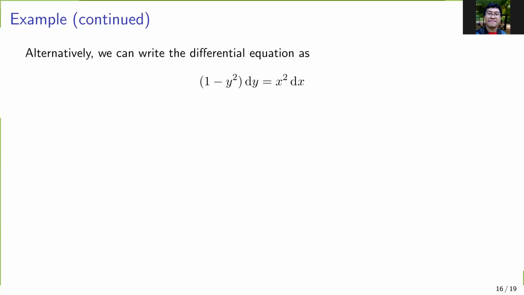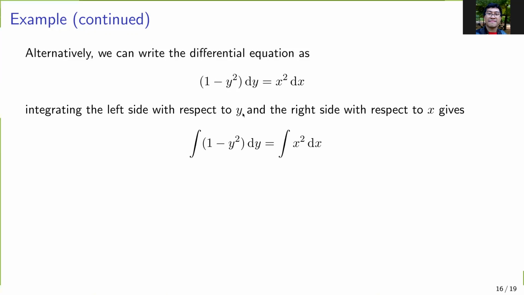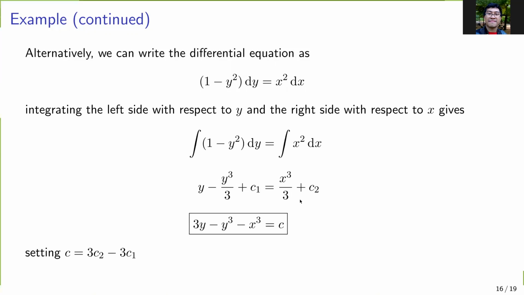In a different way, we can write directly the differential equation. This is still the same example, but we rewrite the equation in this form so that y variables are on the left side, x variables on the right side. Integrating the left with respect to y and the right side with respect to x, we then get this term where we add the integration constant c1 for the integration on y, and c2 for the integration on x, or on the right side. So we can combine the c1 and c2. We can also multiply both sides by 3. We get this form.